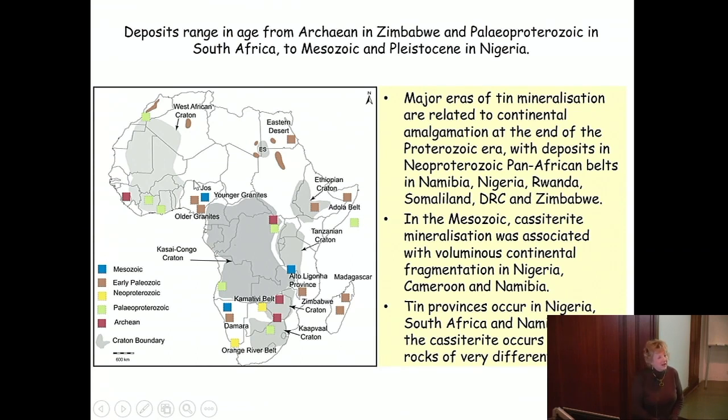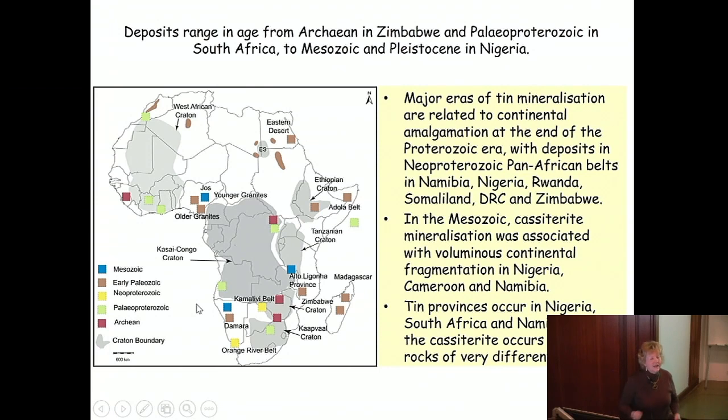We've got five major ages of tin in Africa, dating from Archean in Swaziland and Zimbabwe to Paleoproterozoic in the Bushveld in South Africa to Mesozoic and Pleistocene in places like Nigeria. And we get major eras of tin mineralization, both related to continental amalgamation and continental fragmentation. So we get these major eras then related to continental amalgamation when we had the collision of the cratons here with the eastern part here and again further to the south.